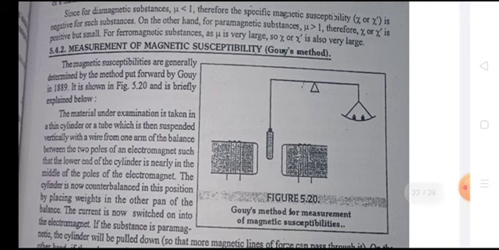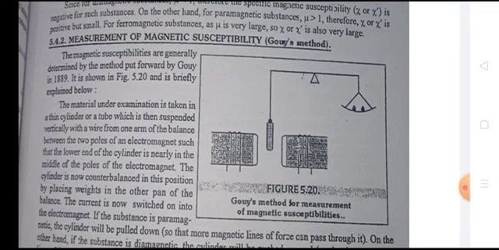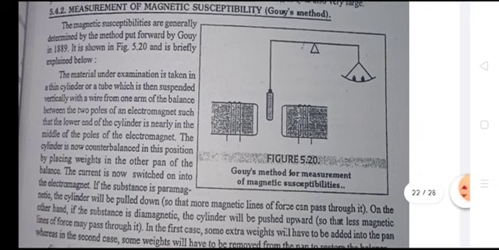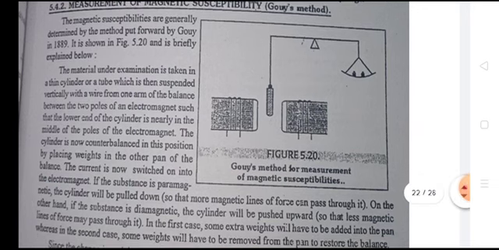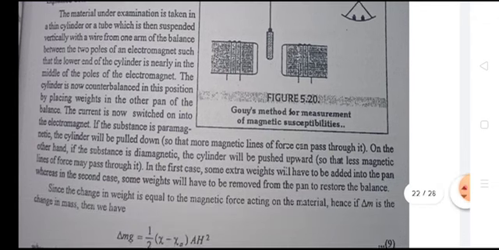On the other hand, for a paramagnetic substance, mu is greater than 1. Measurement of magnetic susceptibility: Gouy's method. The magnetic susceptibilities are generally determined by the method put forward by Gouy in 1889.